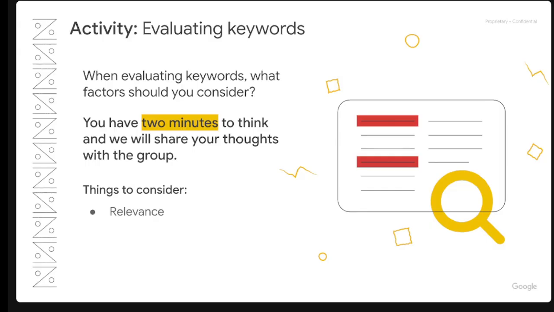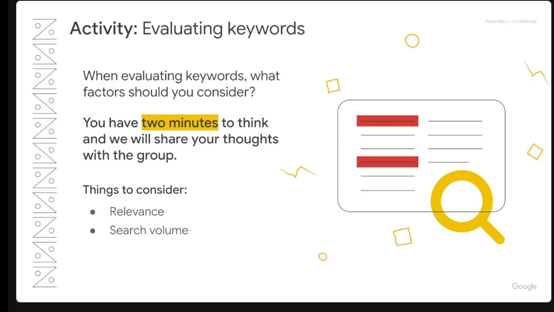Many of you said relevance, which is correct. So you need to identify how closely the keyword aligns with your app's functionality and your user needs, right? So that's what we mean when we say relevance. Is it relevant to your app and to your user needs?